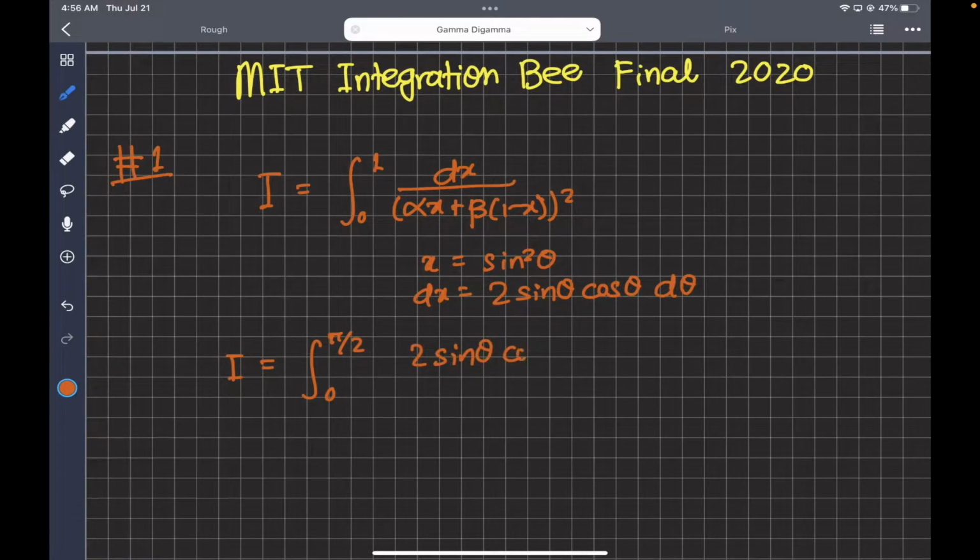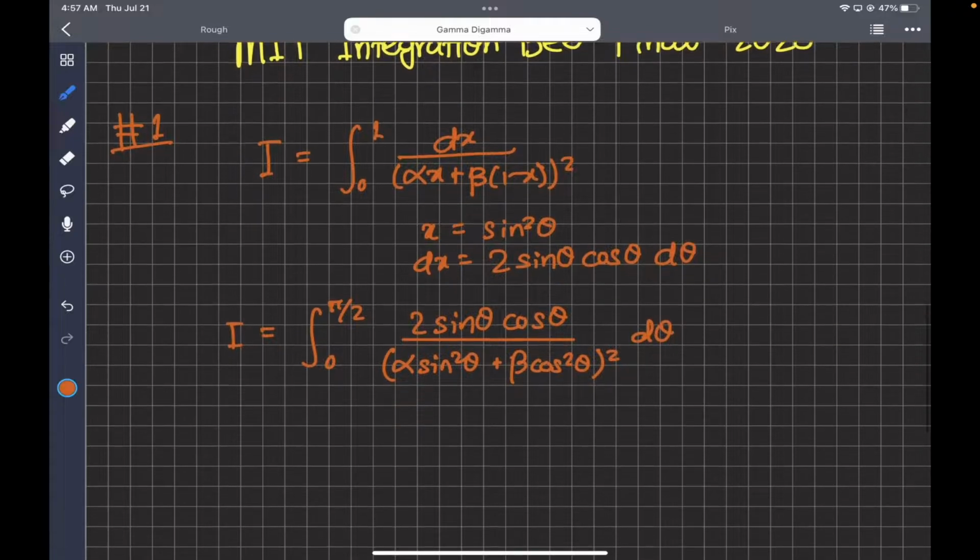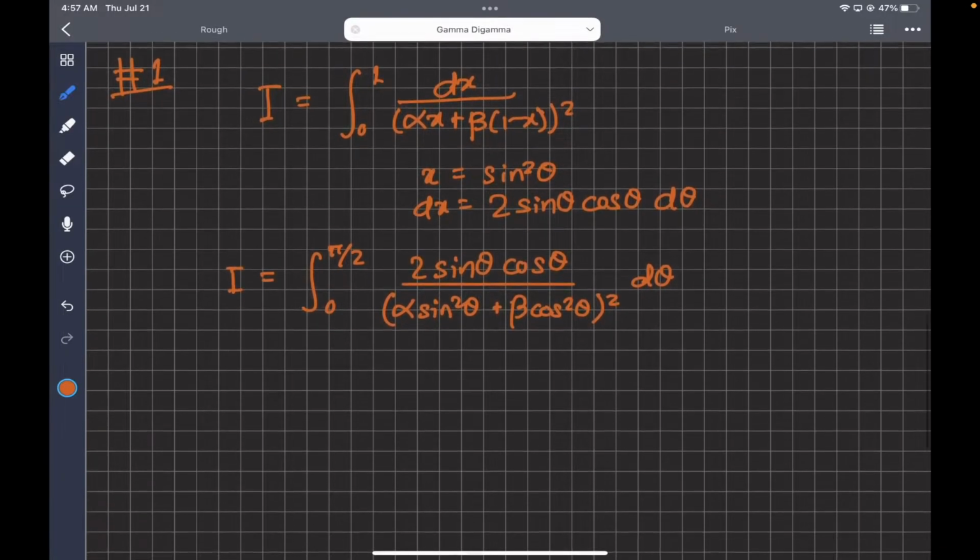2 sine theta cosine theta divided by, let's see, alpha times sine squared theta plus 1 minus sine squared theta, as I said, is cosine squared theta, squared, with the d theta. Well, what are we gonna do now?